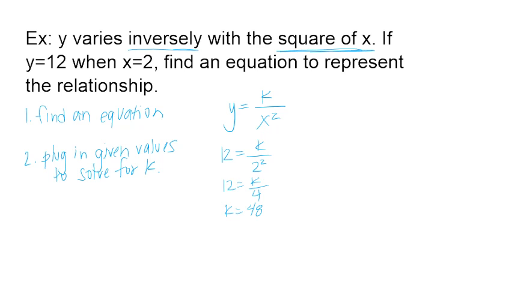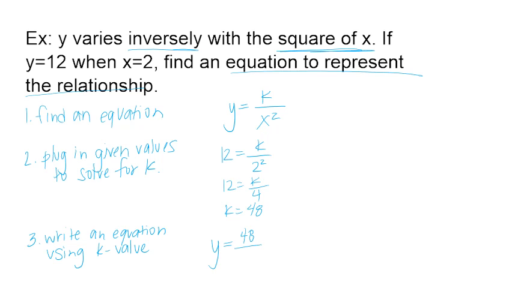Okay. Now, step 3 is to write an equation using the k value. All right, so we don't want to just solve for k. That's not our goal. Our goal is to find an equation to represent the relationship. So we would end up writing an equation y equals 48 divided by x squared. This way I could plug in any x values and solve for y, or any y values and solve for x. This would be my final answer that I want to get.